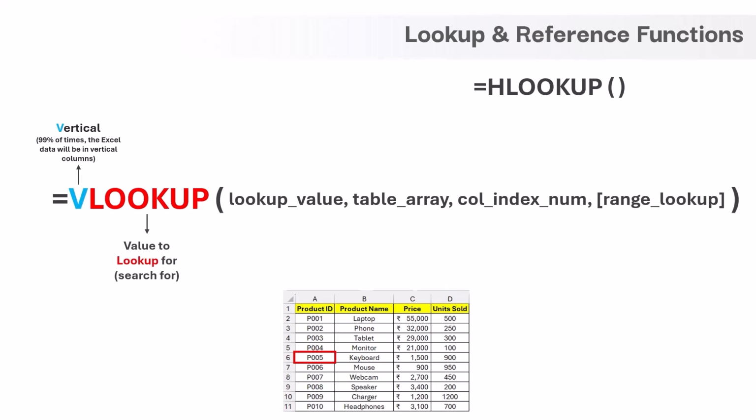So basically, VLOOKUP will search for a value in a given dataset column and pulls the value from another different column which is in the same row.